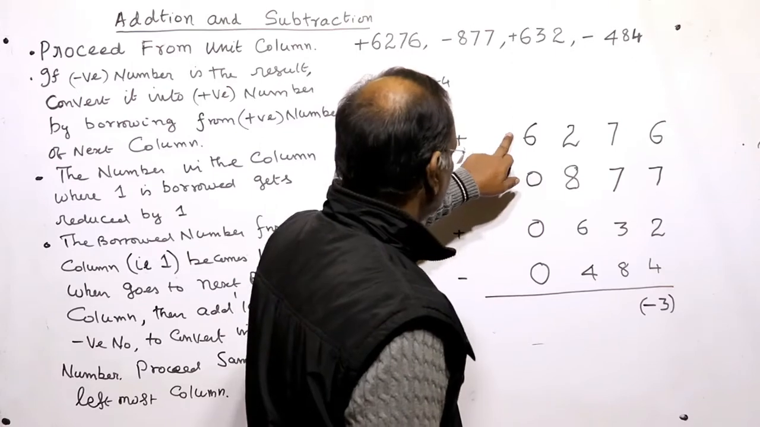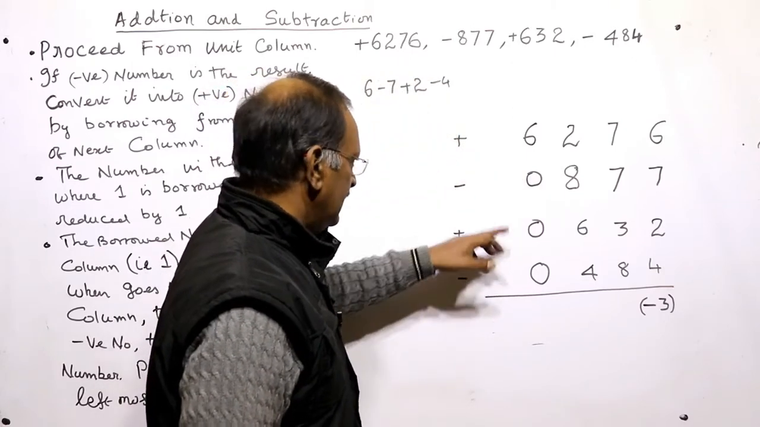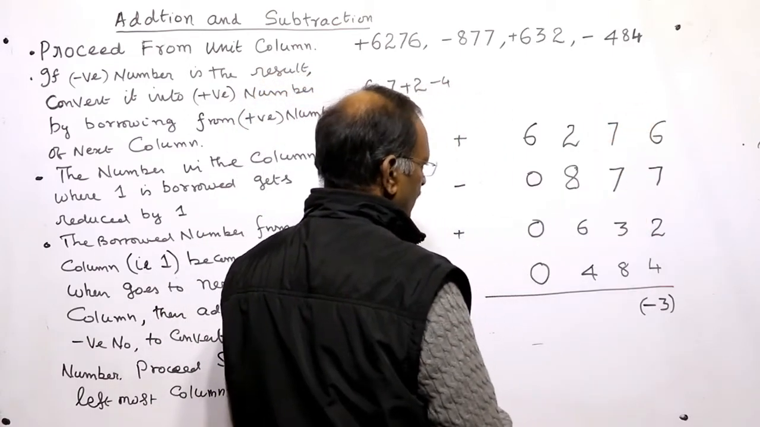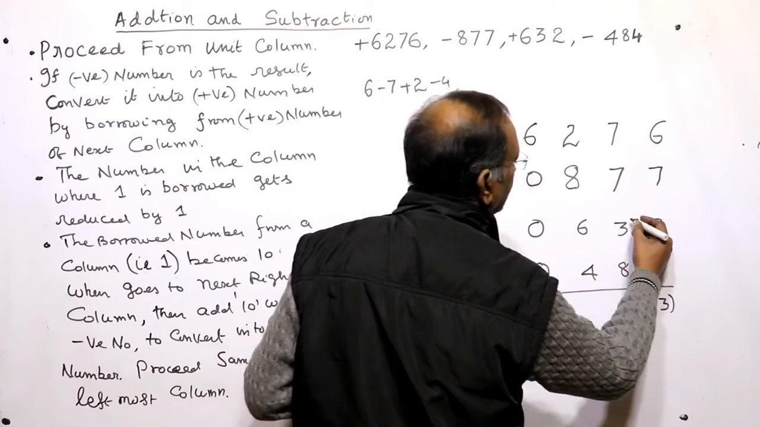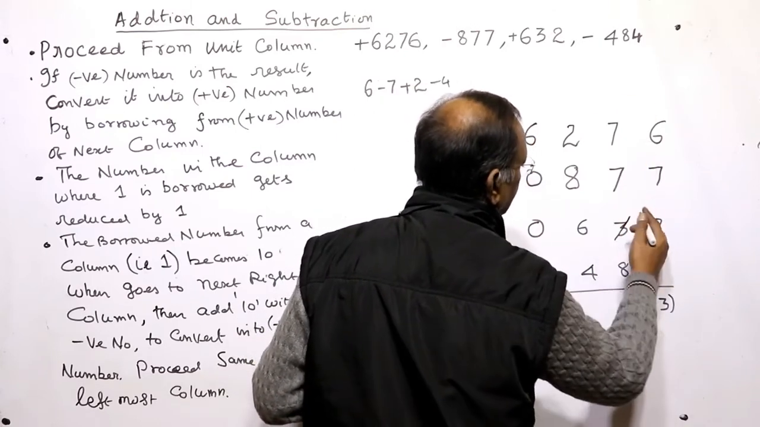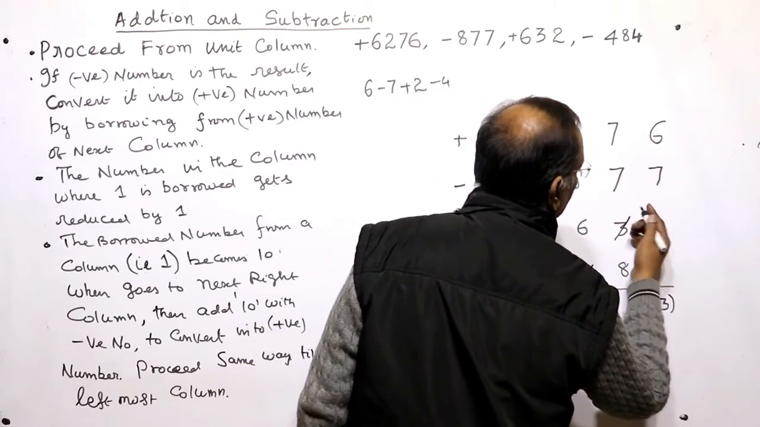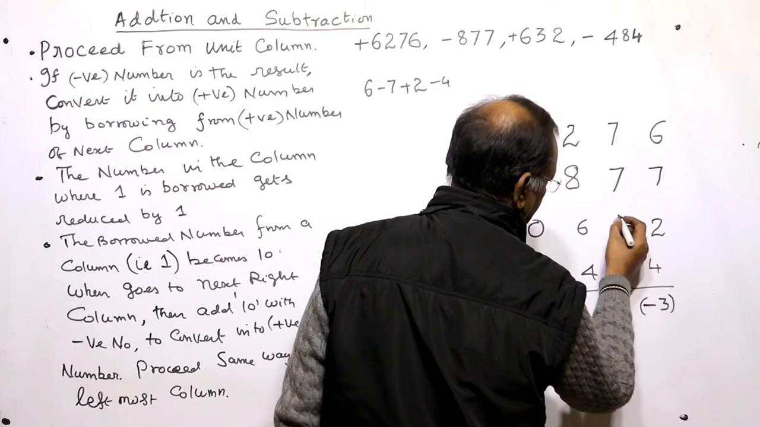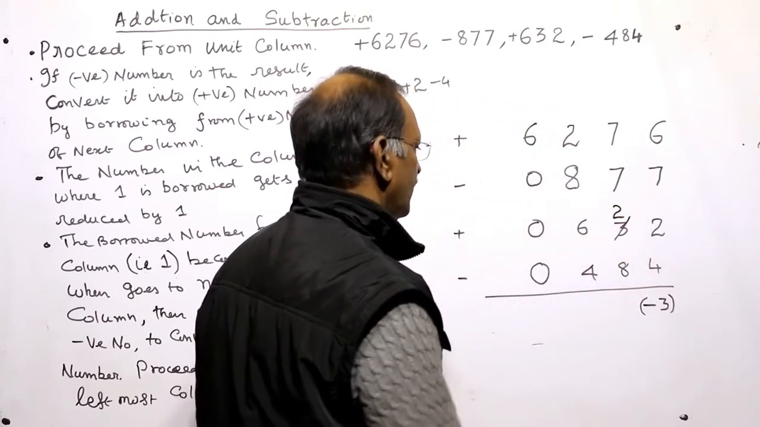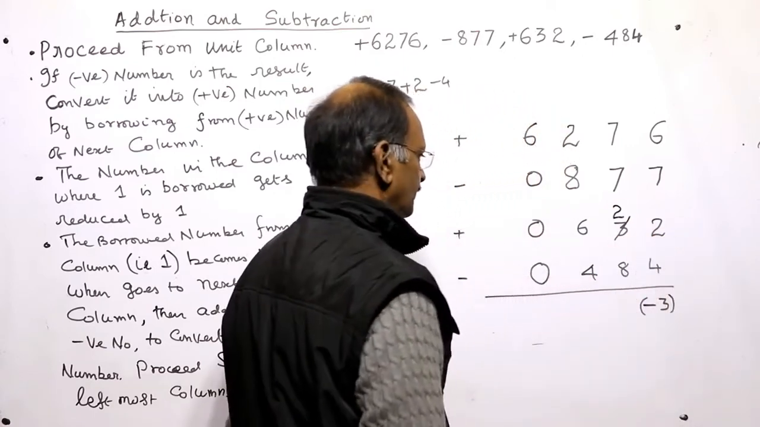Either you can borrow from this positive number or from this positive number. Never borrow from the negative number of this column. So we can borrow from the positive number. We can borrow one from the hundreds column. When we borrow one, one goes to the units column, and this is reduced by one. That 3 is reduced to 2 because we have borrowed one.